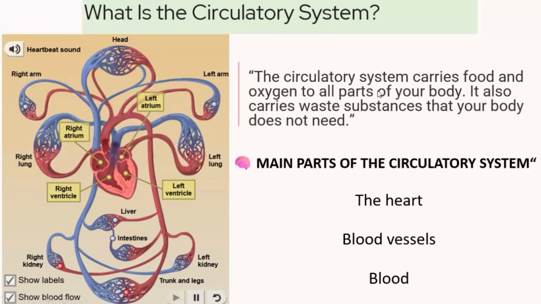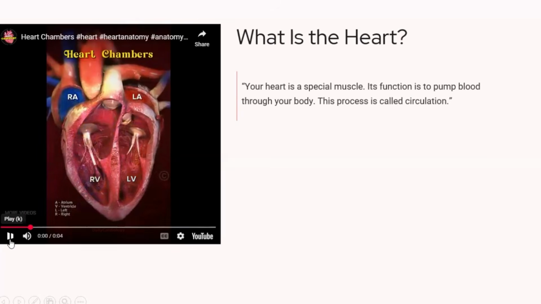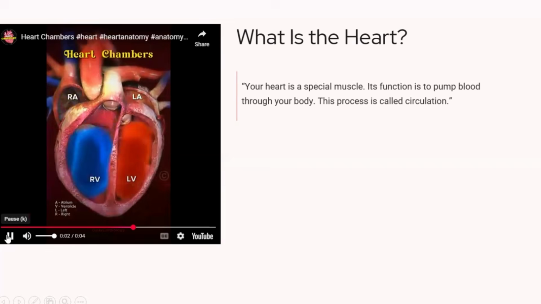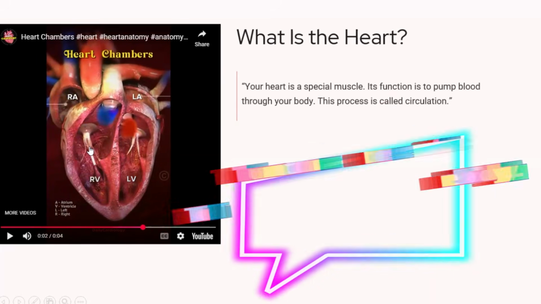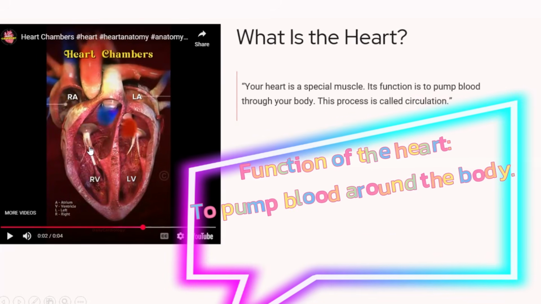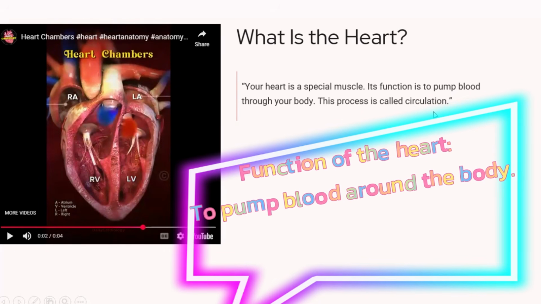The definition is there. The function of the circulatory system is to carry food and oxygen to all parts of your body, also to carry away waste like carbon dioxide out by breathing. That we are going to study now. So what is the heart? As you can see, the heart is a muscle, okay? And the heart is also an organ, but it's a special muscle. So this process of pumping the blood to all your body is called circulation.